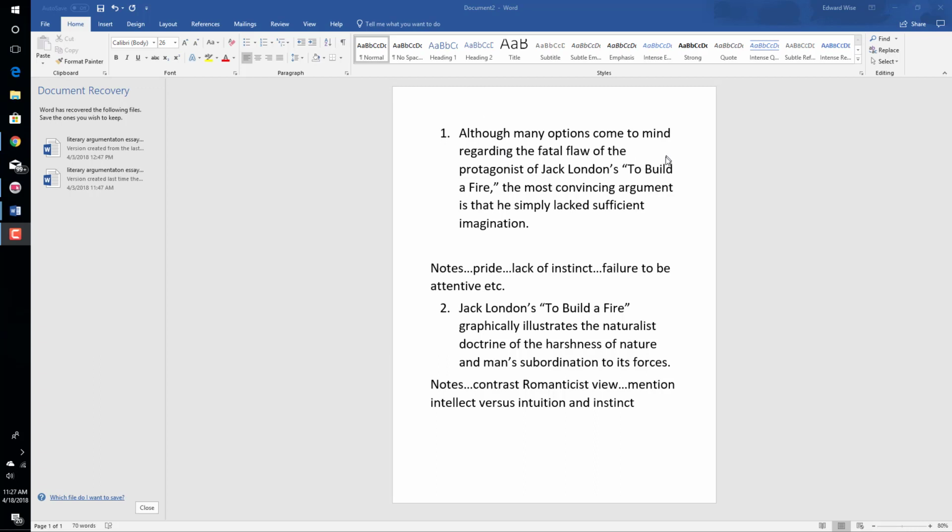Although many options come to mind regarding the fatal flaw of the protagonist of Jack London's To Build a Fire, and I don't use this story, I'm just using it because you know it, right? The most convincing argument is that he simply lacks sufficient imagination. Now, notice what happened with this. We actually used subordination. In other words, we used a subordinating conjunction like although or though to help set up the counterarguments. I know you realize that's a thing of beauty because then I have that opposition built in.